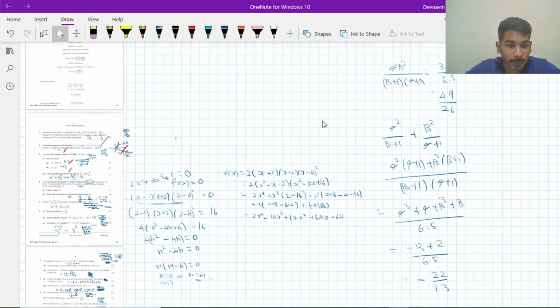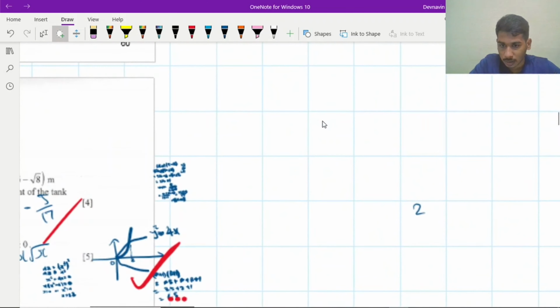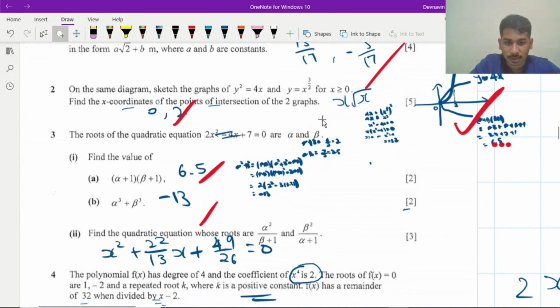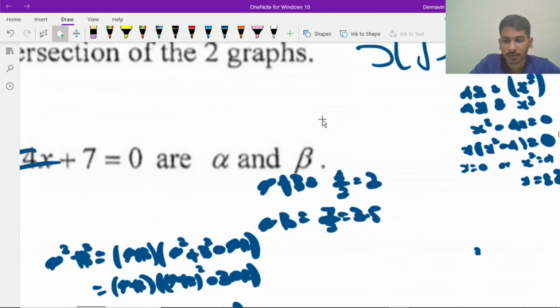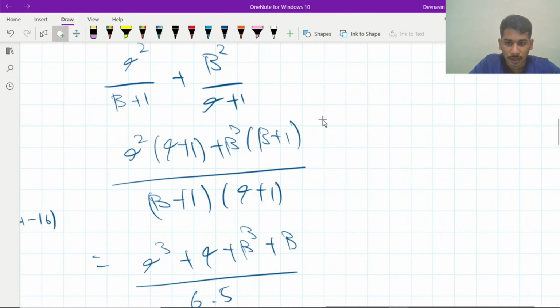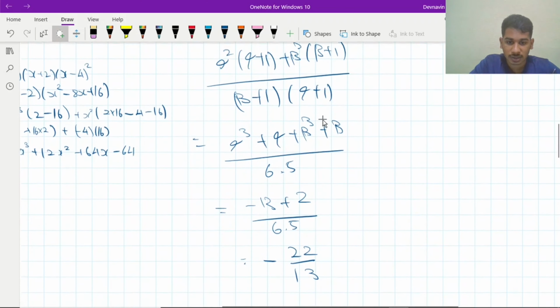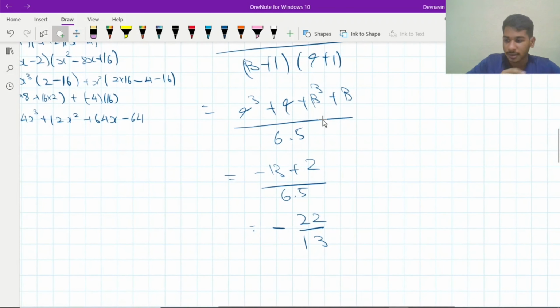Okay, and then alpha plus beta is going to be 2. Is it 2? Let me see. Alpha plus beta is going to be, yeah, of course it's going to be 2. Yeah, it's negative 4 over negative 2. There we go. And then what else? So this is all correct. Then divided by 6.5. So let's assume that's correct, right? Yeah, that's correct. So let's use a calculator and check it out.